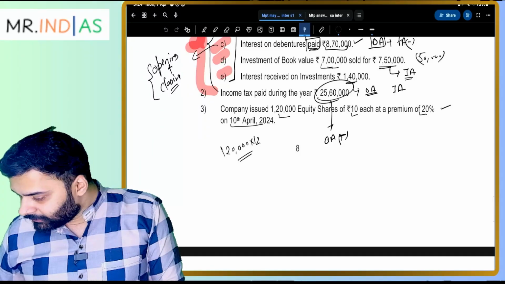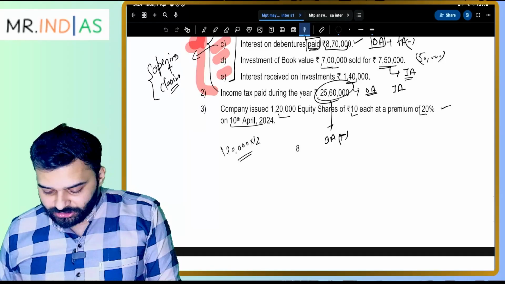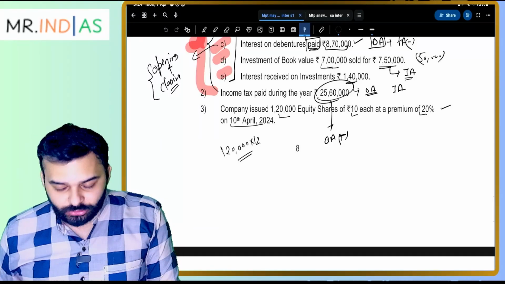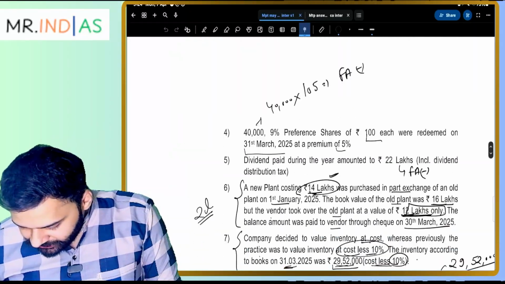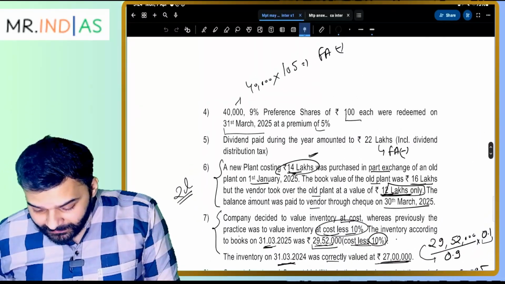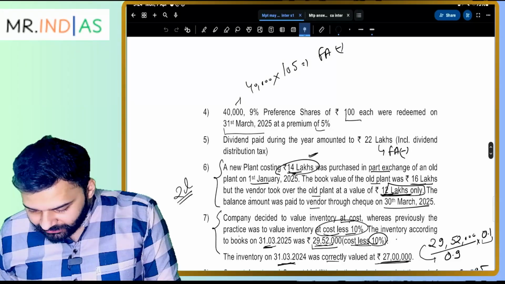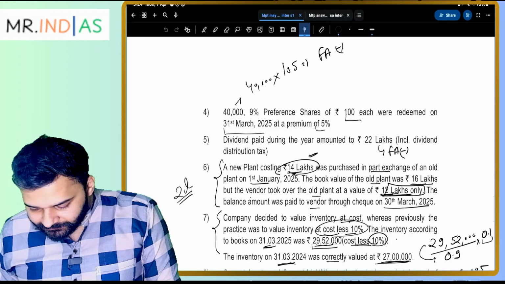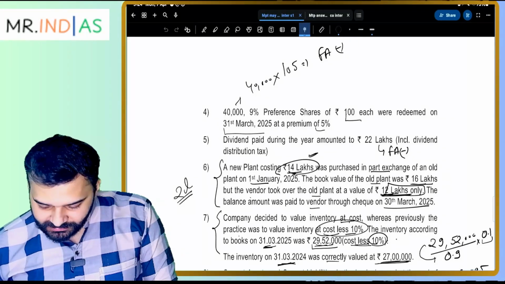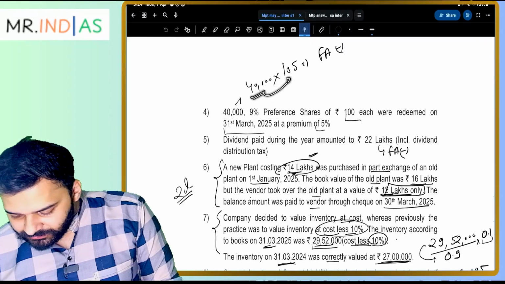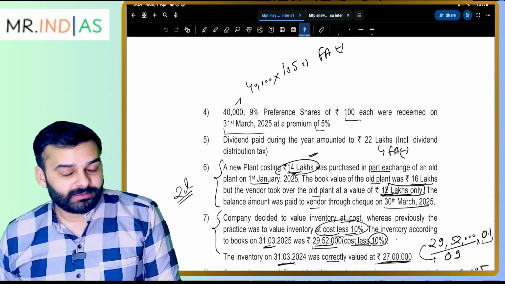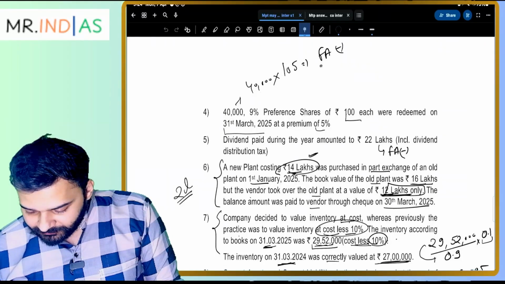1,20,000 into 12, that is 14,40,000 as a sale issue from sale proceeds, comes into financing activity as you issued shares and borrowed funds, raised funds. 40,000 9% preference shares of rupees 10 each were redeemed on 31st of March 25 at a premium of 5%. So 40,000 into 105 will get deducted from the financing activity.